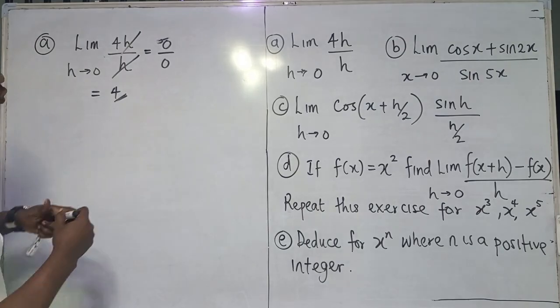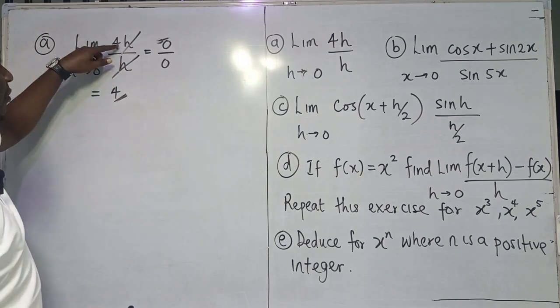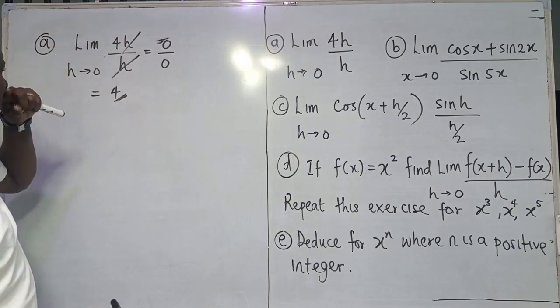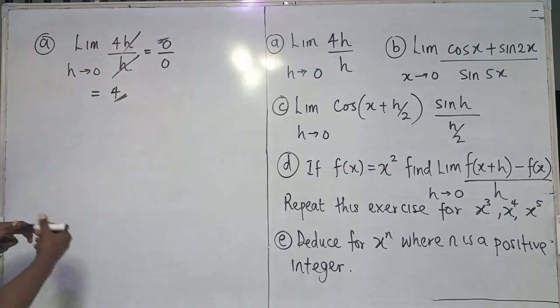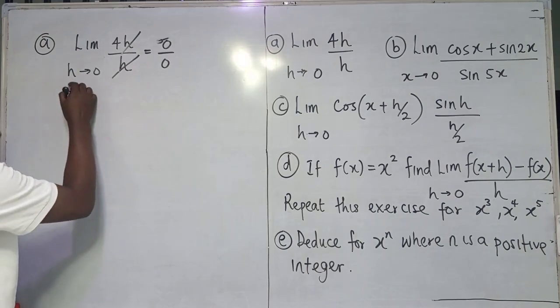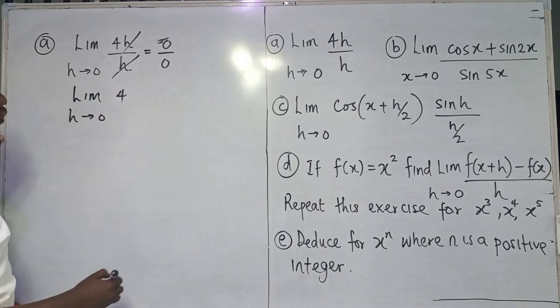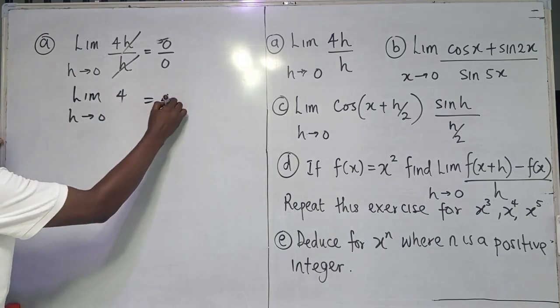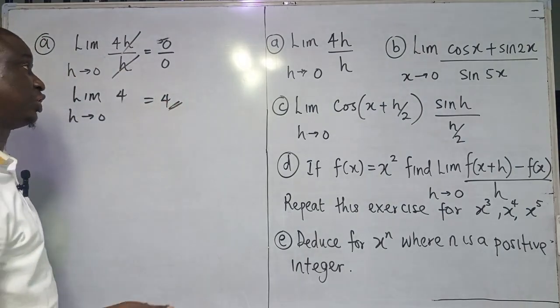Anyhow you want to do it, either put 0 here directly, you get 0 over 0, indeterminate, then differentiate this one, differentiate this one. But better still, reduce them to the simplest form. If you reduce them to the simplest form, what we are going to have is the limit as h tends to 0 of 4, which is a constant, and that will be equal to 4, which is better than even differentiating.